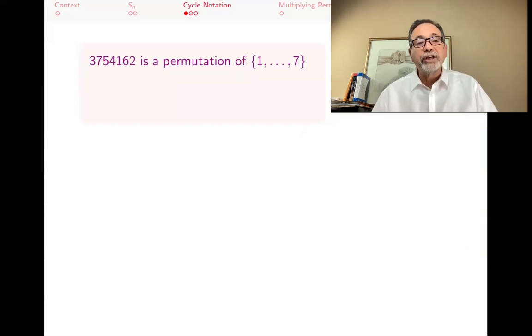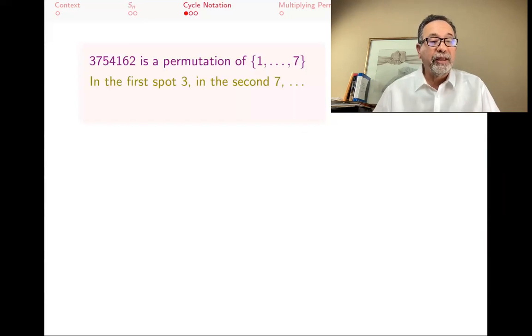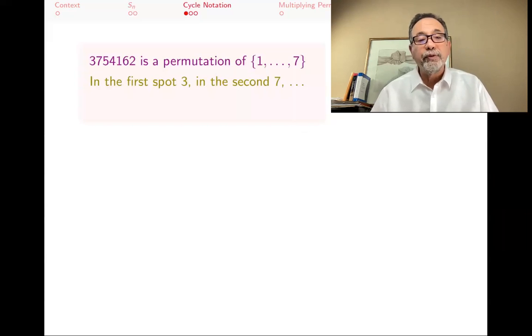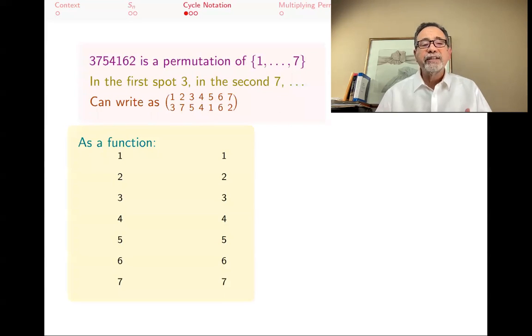So here I've got a permutation of 7 things. 3, 7, 5, 4, 1, 6, 2 is a permutation of 1 through 7. The way we can think about that is that in the first spot, we put 3, in the second spot, we put 7, and so forth. And we can write that in a two-line notation in the following way. In the first spot, we put 3, in the second spot, 7, in the third spot, 5, fourth spot 4, and so forth. We can also think of this as a function.